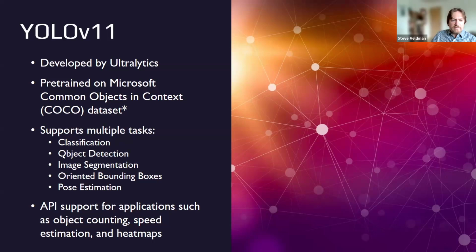But this version of YOLO supports multiple tasks. So we have the object detection that we talked about, which is sort of YOLO's claim to fame, but it extends that same architecture to support image segmentation. Oriented bounding boxes is sort of an advanced application of object detection. And then pose estimation is a really cool one, and we're going to have some fun playing around with that today.